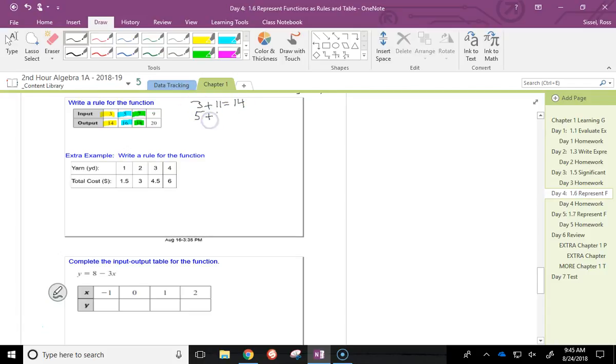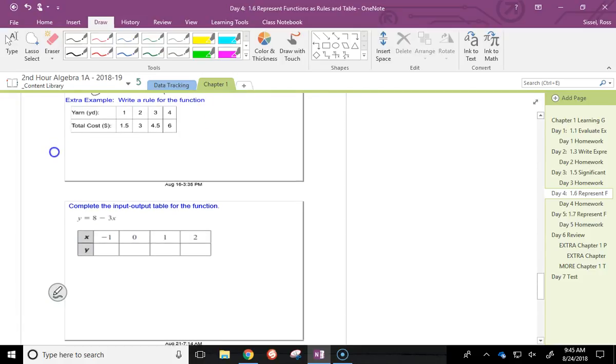And then I have 5 plus 11. And that does equal 16. 7 plus 11, that equals 18. And since it worked our 3 times, that is going to be our function. So I would write it as y equals x plus 11. So whatever my input number is, which is x, I just have to add 11.